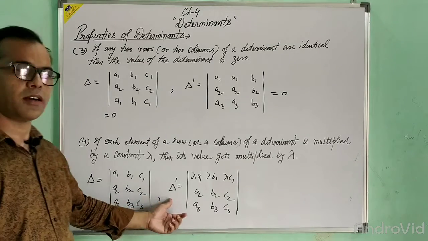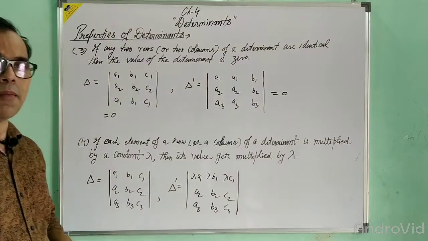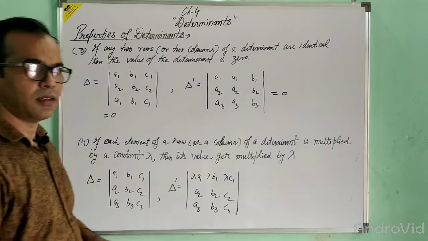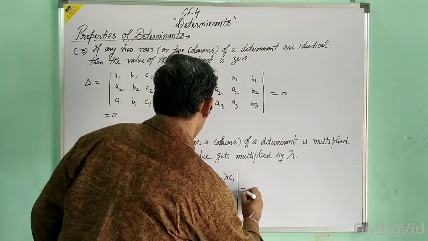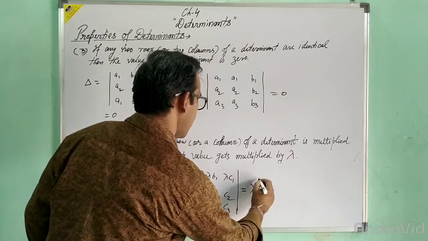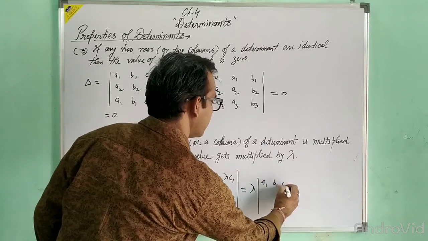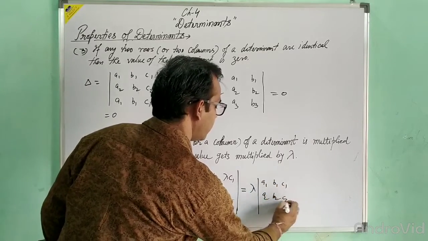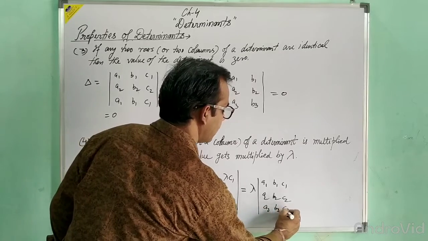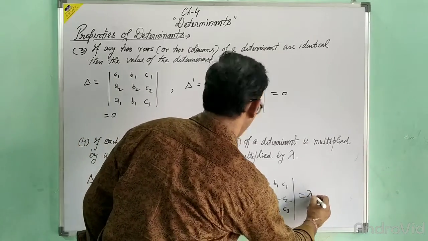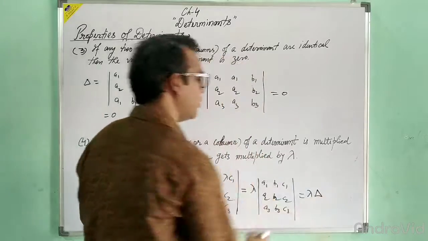So this new determinant delta dash will be lambda times this determinant delta. Means this is equal to lambda times A1, B1, C1, A2, B2, C2, A3, B3, C3, or it means lambda delta.